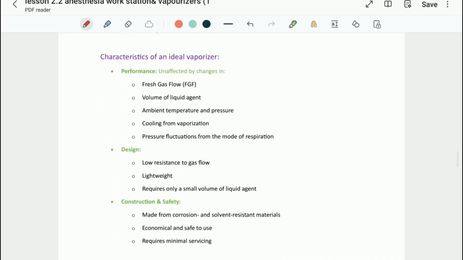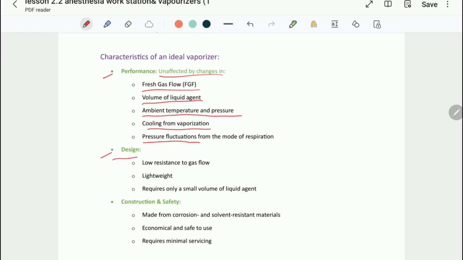Now, what are the characteristics of an ideal vaporizer? This is a question that comes frequently in the viva exam. So let's discuss that. For the performance, an ideal vaporizer's performance should be unaffected by changes in fresh gas flow, volume of liquid agent, ambient temperature and pressure, cooling from the vaporization, and the pressure fluctuation from the mode of respiration or by the ventilator.